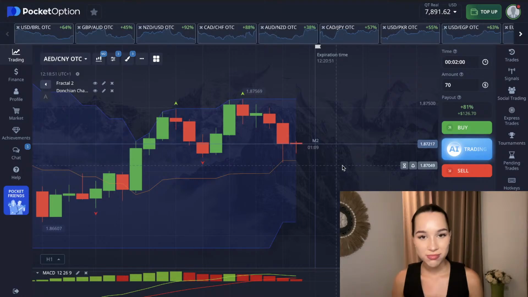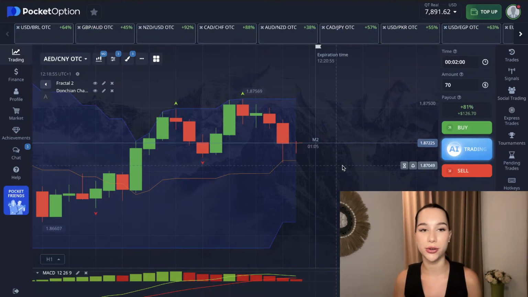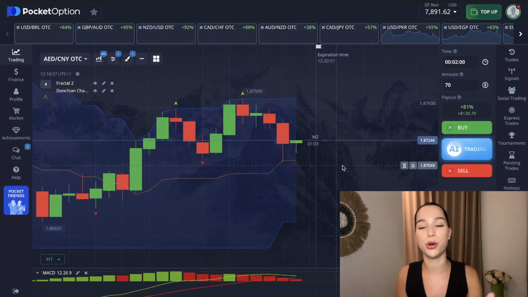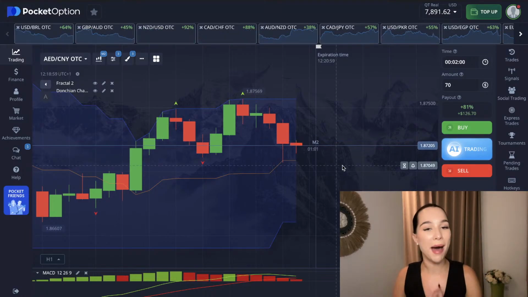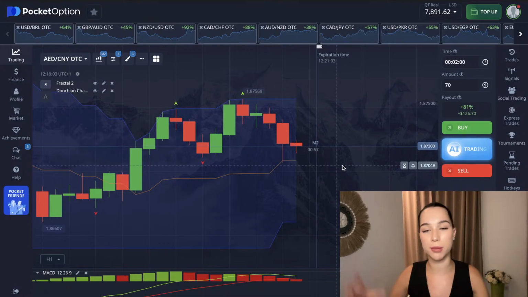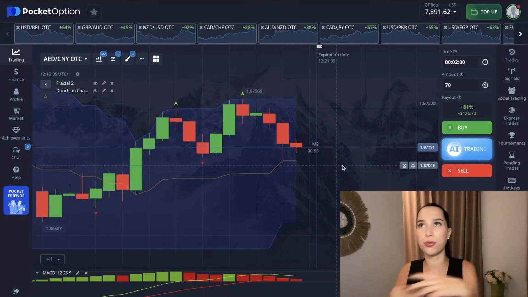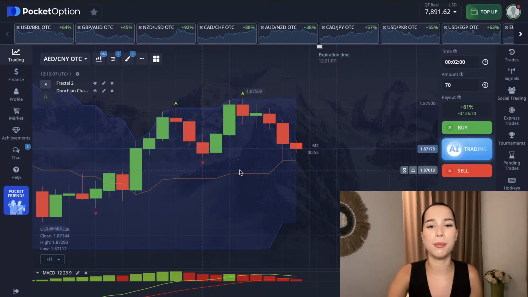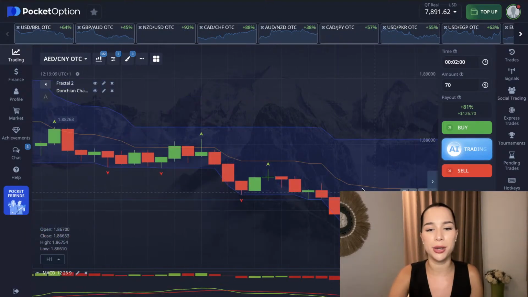And the answer is, you shouldn't do anything. You should change the chart. If you see that all of the indicators you have on your chart are not matching, so two of them are giving you a sell signal, for example, and the other one is giving you a buy signal, or it's mixed. For example, sometimes this happens with the MACD indicator.